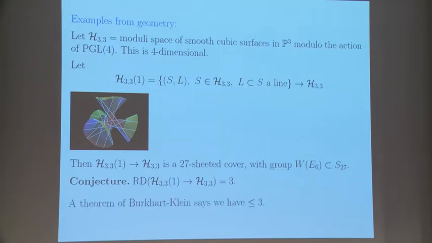And there's a theorem of Burkhardt and Klein, which says that it's less than or equal to 3. Klein is the famous one? I think so. He's the guy who worked on this kind of geometry. Anyway, so there's a reduction of the dimension by one here. And this is four-dimensional. Okay?